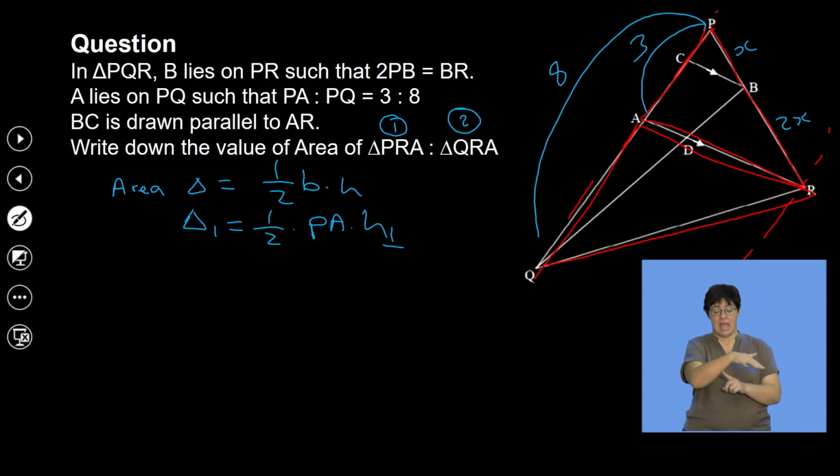And the area for triangle number 2 will then also be 1 over 2 multiplied by my base. My base will be AQ, right? So this will be AQ multiplied by the height that I do not know, right? But what do I know?